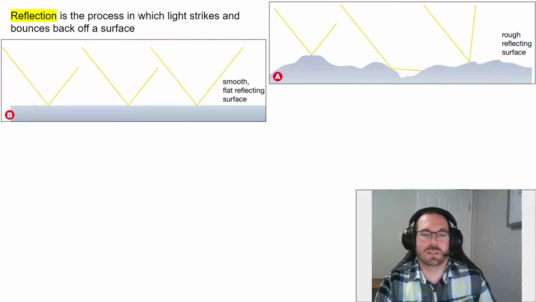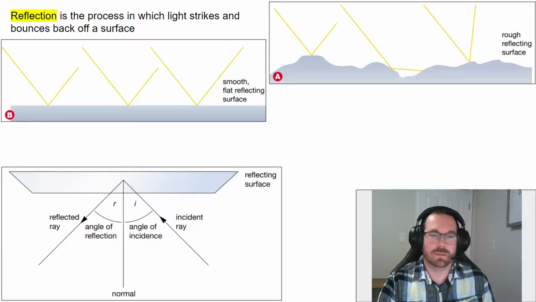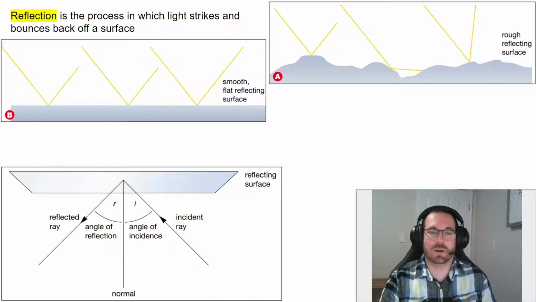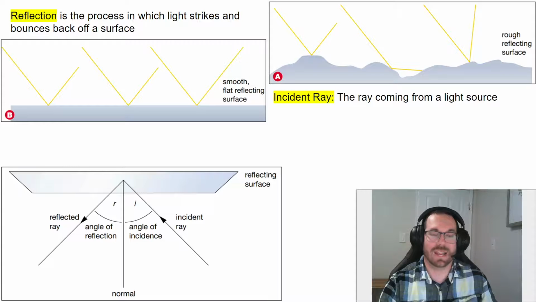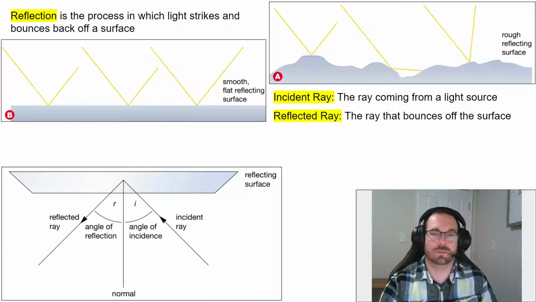To analyze the process of reflection, imagine a mirror surface, or a very tiny part of the paper surface, that is completely flat. The ray that comes from a light source and strikes the surface we call the incidence or incident ray. The ray that bounces off that surface is called the reflected ray.